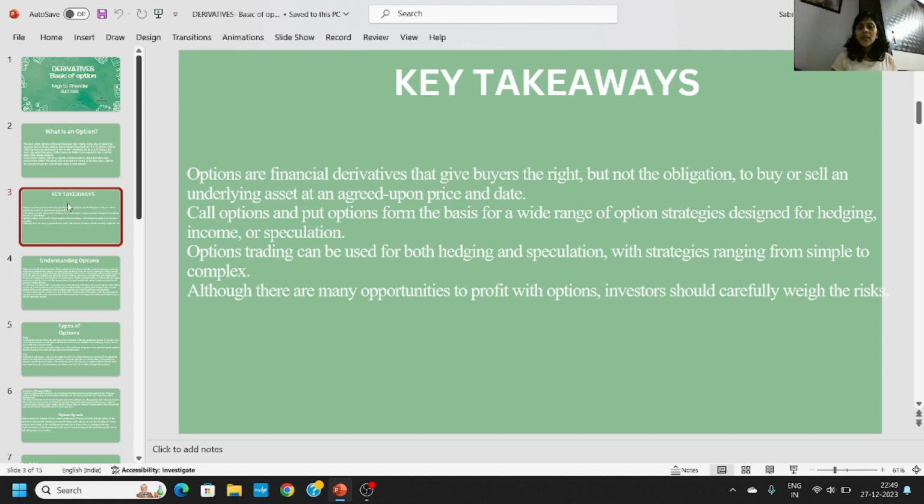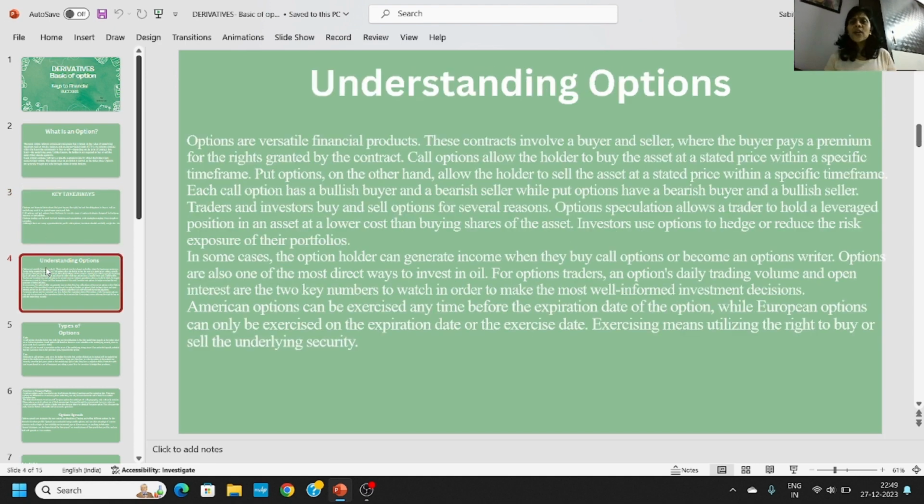Although there are many opportunities with options, investors should carefully weigh the risk. Understanding options: options are a versatile financial product. These contracts involve a buyer and a seller, where the buyer pays a premium for the right granted by the contract. A call option allows the holder to buy the asset at a stated price within a specific time frame.